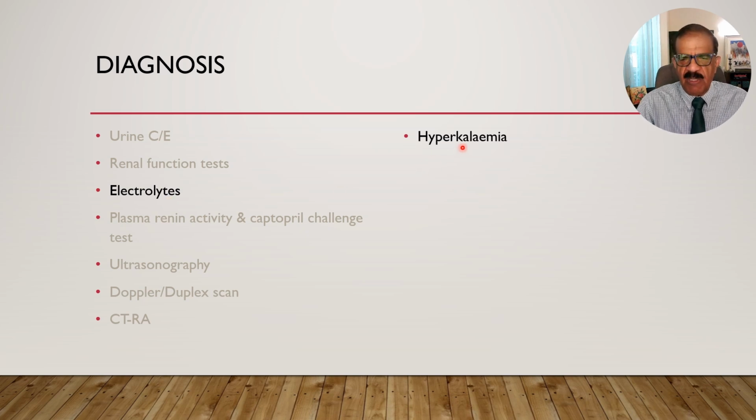hyperkalemia is a possibility. There are other conditions where there is hypertension and there could be hypokalemia, but they are mostly related to adrenals. When we're talking about the kidneys, in electrolytes, you may see hyperkalemia and in some cases maybe hypernatremia also, but mostly serum sodium remains normal because sodium is retained in kidney failure, but sodium is retained along with water. So the concentration of sodium remains normal, whereas potassium goes up if kidney functions are significantly deteriorated.